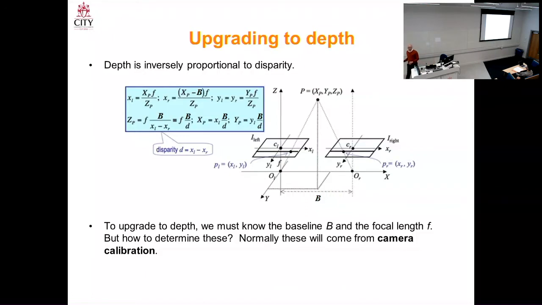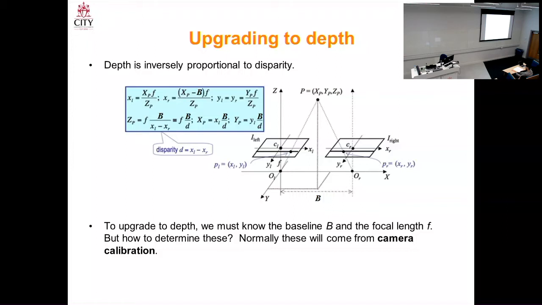Okay, so we talked about disparity and how it's related to depth, but if you actually want depth, more work is required. But don't worry, it's not hard. We said before, depth is inversely proportional to disparity. So we had our thumbs. When it's close to your face or the camera, you get more shift than when it's far away.